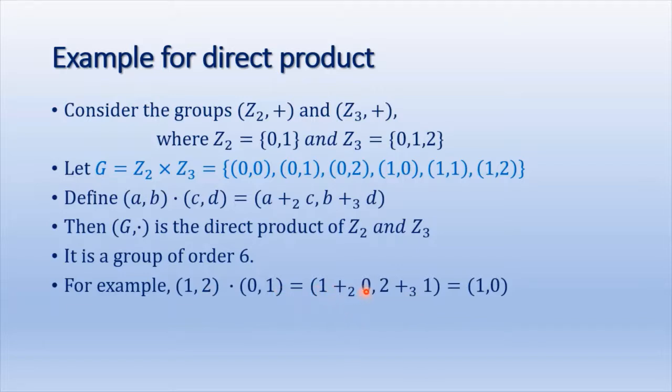So 1 plus 0 is 1. Under addition modulo 2 it is 1. 2 plus 1 is 3. Under addition modulo 3 it is 0. So the result is (1, 0). You may see that this (1, 0) belongs to this set.